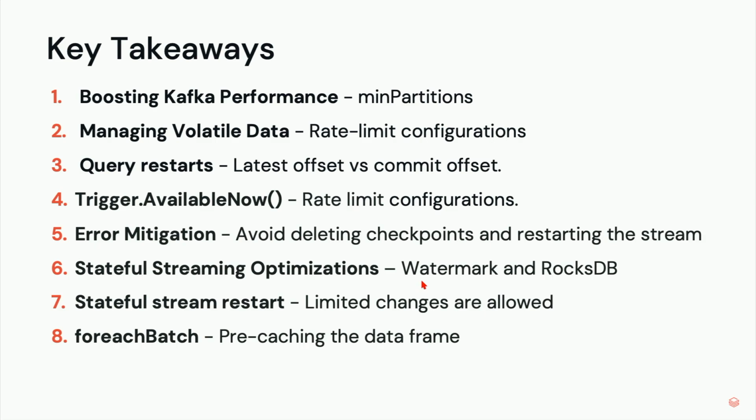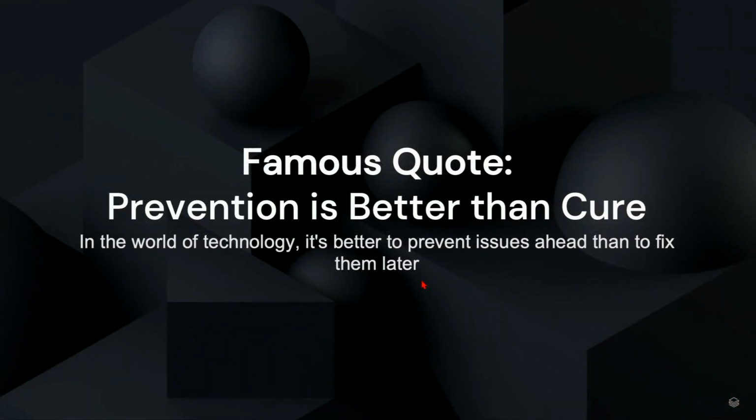Number 8, when you're going with foreachBatch with multiple actions, consider pre-caching the DataFrame before calling the multiple actions. And my famous quote, I love this quote actually: prevention is better than cure. In the world of technology, it's better to prevent ahead than fix them later. Thank you.